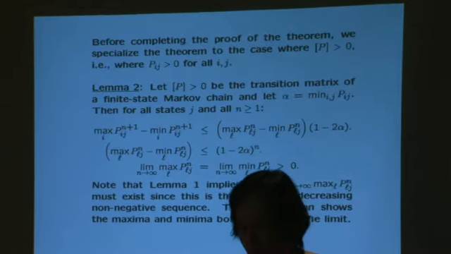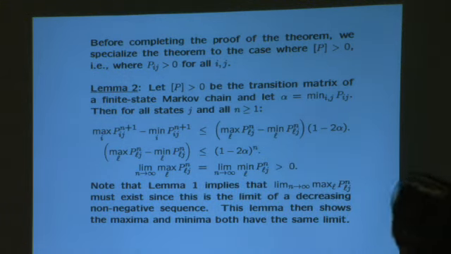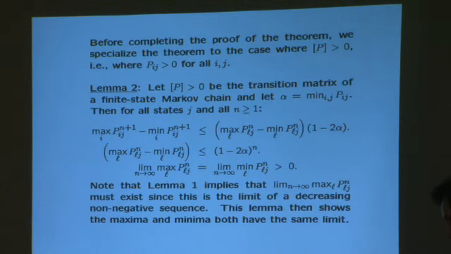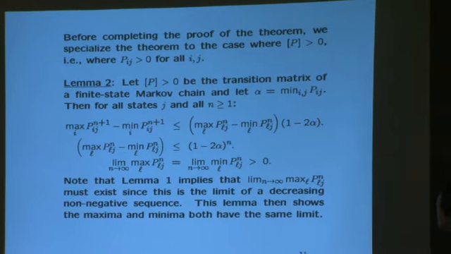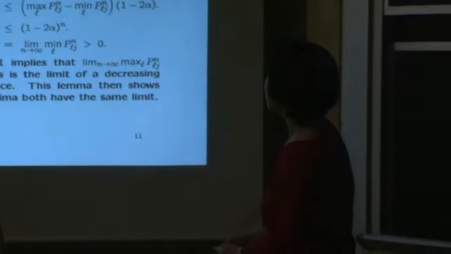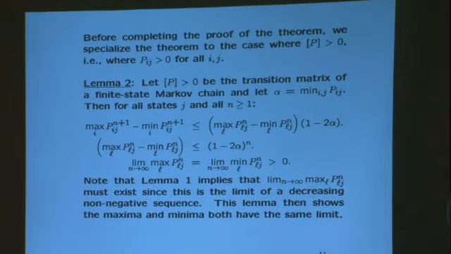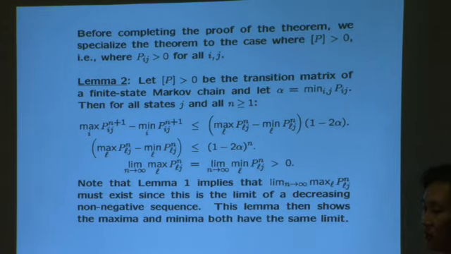So before we complete the proof of this theorem, let's look at the case where p is greater than 0. When we say p is greater than 0, this means that every entry in this matrix is greater than 0 for all i, j, which means that this graph is fully connected. So you could get from i to j in one step with non-zero probability. So if p is greater than 0, let this be the transition matrix. We prove this first, and then we'll extend it to the arbitrary finite Markov chain.